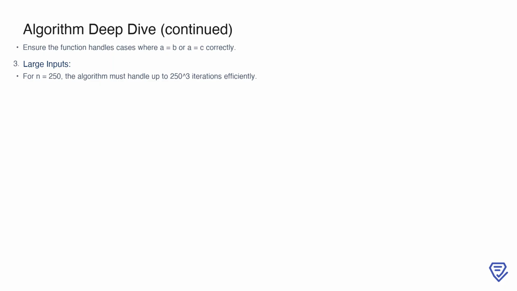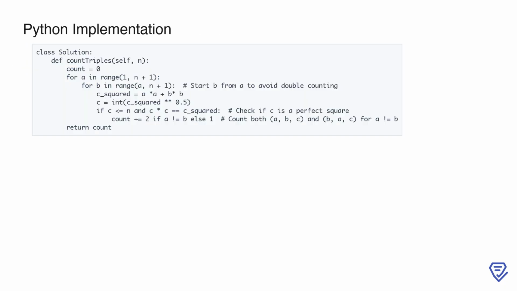all valid input ranges. This solution defines a class Solution containing the method countTriples, which computes the number of square triples for integers between 1 and n. The function uses a nested loop structure to iterate over possible values of a and b. For each pair a, b, it calculates c_squared as the sum of a^2 plus b^2 and determines if c_squared is a perfect square by taking its square root and squaring it again to compare with the original value.